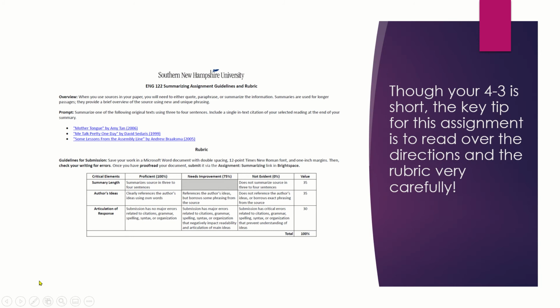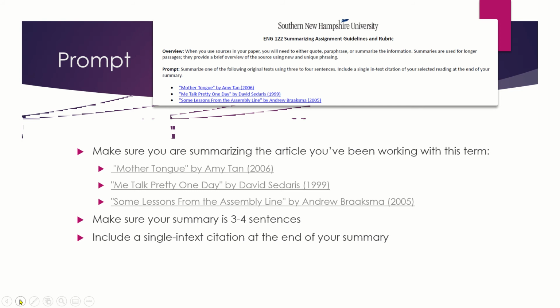So let's get started. With this assignment, the important thing to remember is that though it is very short, you should look over the prompt and the rubric very carefully. Now, you should always look over rubrics and prompts carefully. But in this particular assignment, what I see some students struggle in is that they don't meet the length or they write too much. And this is one of those assignments where length is important to the specific assignment.